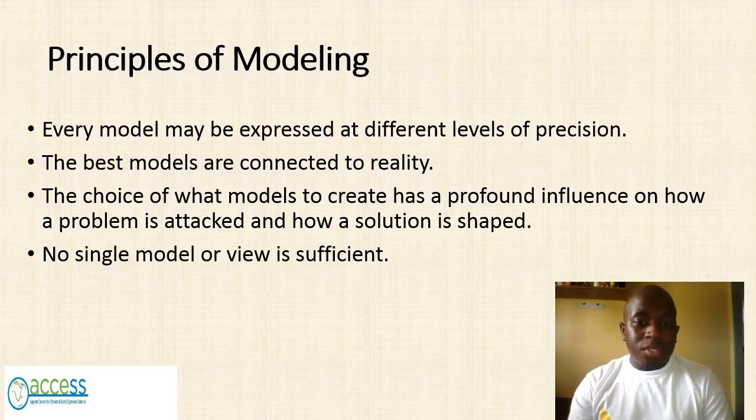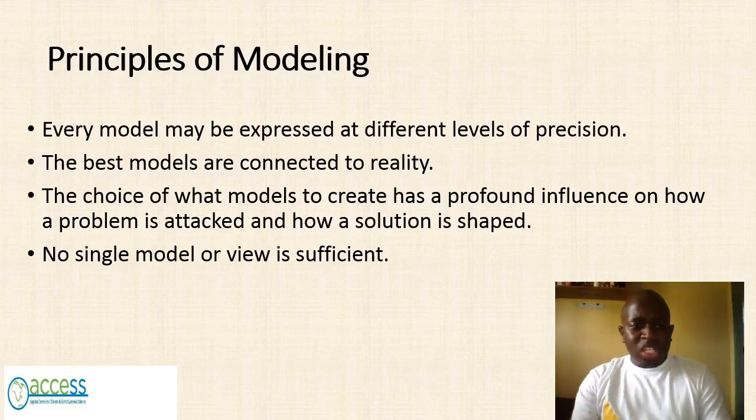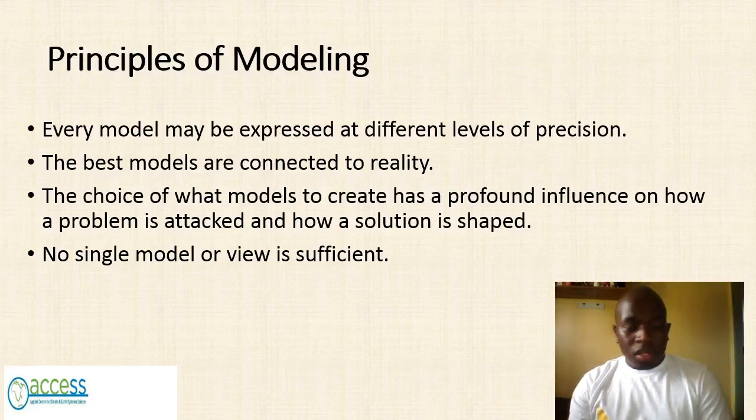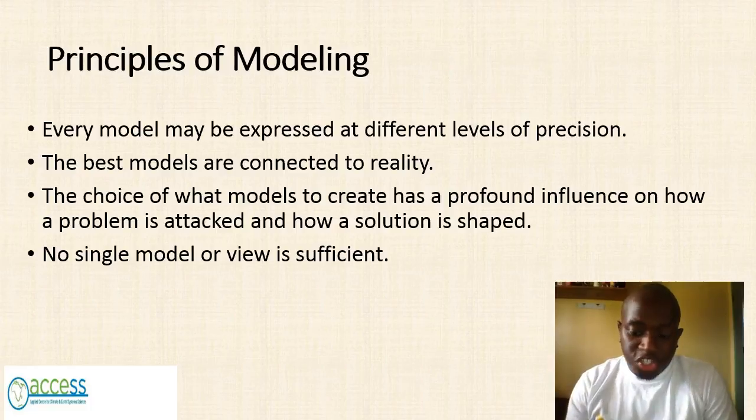The choice of what model to create has a profound influence on how the problem is attacked and how the solution is shaped. If you check the example that I gave you, why the earth is habitable, we experience winters and summers, which means the earth is not too hot and not too cold, since we experience both. We experience hotness and coldness, but at different times. So that has an influence on how the problem is attacked and how the solution is shaped.